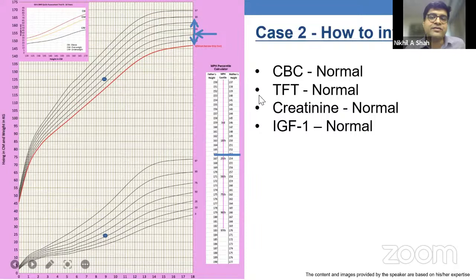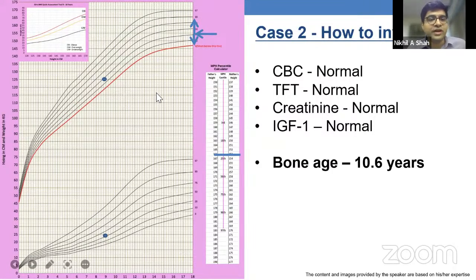So we evaluated this child because we knew that this is an SGA child. It's always better to be safe than sorry. So we did a CBC which was normal, TFT which was normal, creatinine which was normal, IGF-1 which was normal. We did a bone age, and bone age was 10 years, 6 months. So now if I drag this bone age ahead, the child is going to remain short, that is below the 3rd percentile, as well as below the MPH target range.